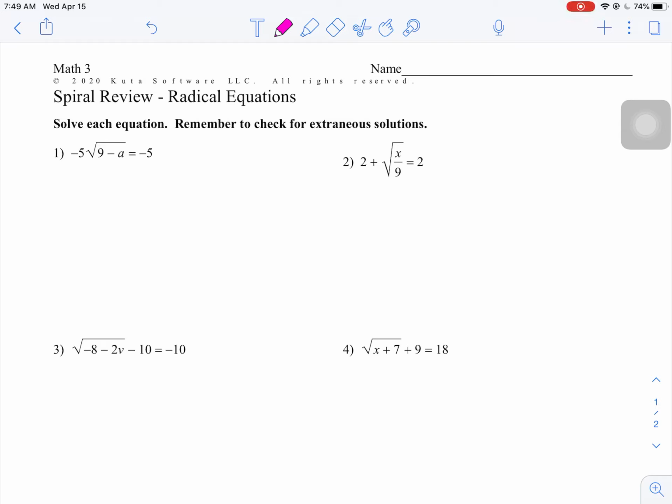Math 3, Spiral Review, Radical Equations. Solve each equation. Remember to check for extraneous solutions. I'm going to do numbers 1, 2, and 7 all the way through.